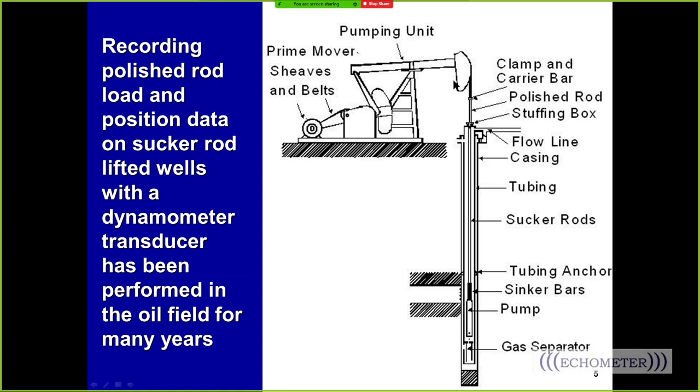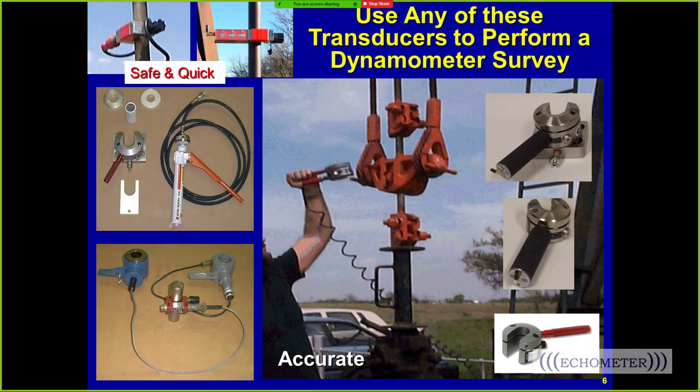We have recorded for a long time the measure of the load at the surface and the position. And the plot of load versus position is what we call a surface dynamometer card. And Echometer uses a horseshoe load cell. So this is a 50K horseshoe load cell on the right. These are wireless ones. And this is a 30K load cell that's wired.